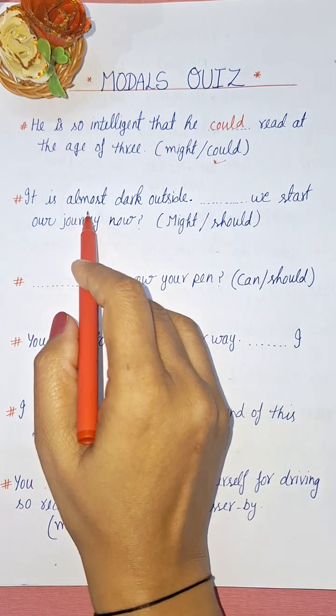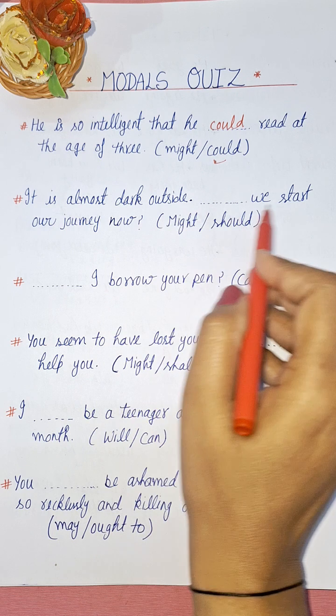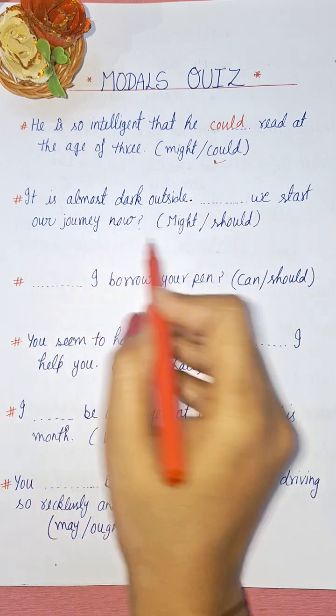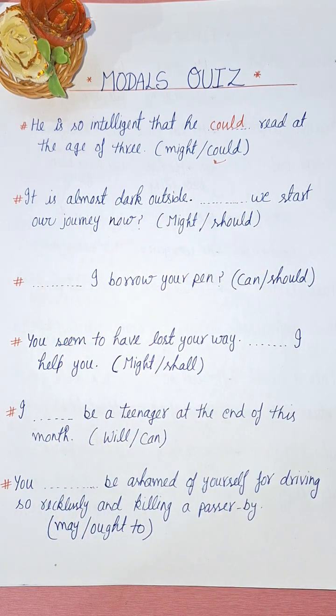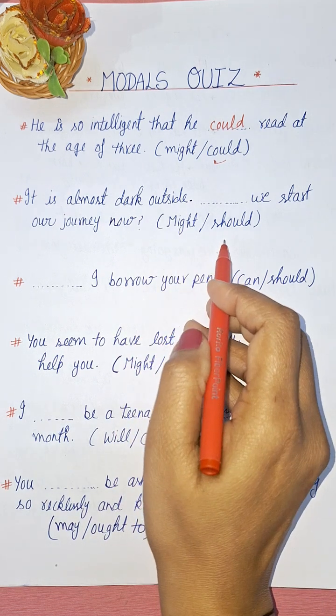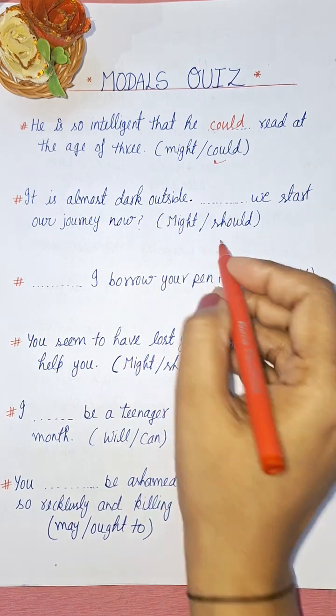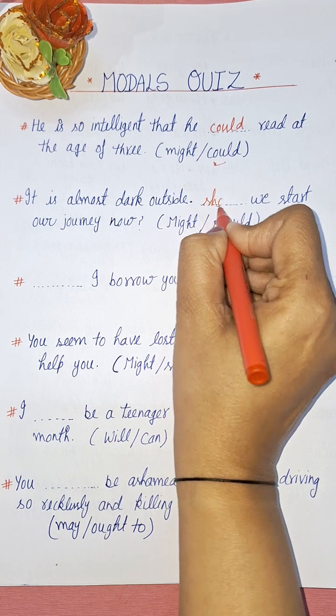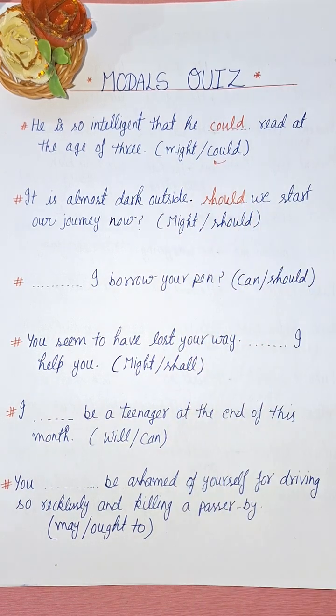Next. It is almost dark outside. Dash, we start our journey now. Listen guys, here should is the right one here, because should we use to give advice or recommendation. So here we are giving recommendation or advice. Okay, so should we start our journey now. Kya abhi hame apni journey start kar deni chahiye. So we are asking for advice here.